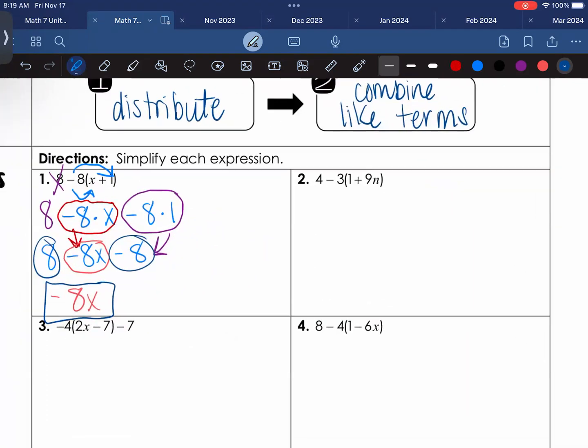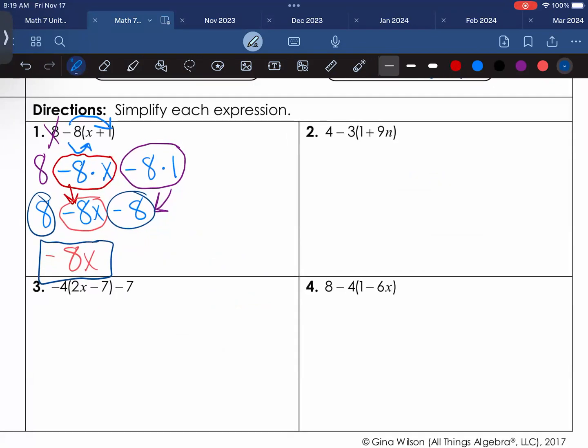Let's do another one together. Number 2. Again, what should I bring down? This 4 right here that I'm not distributing yet. So I have 4. Now I have -3 times 1. So -3 times 1. And I have -3 times 9n. So I have -3 times 9n. I just wrote out everything that I said.